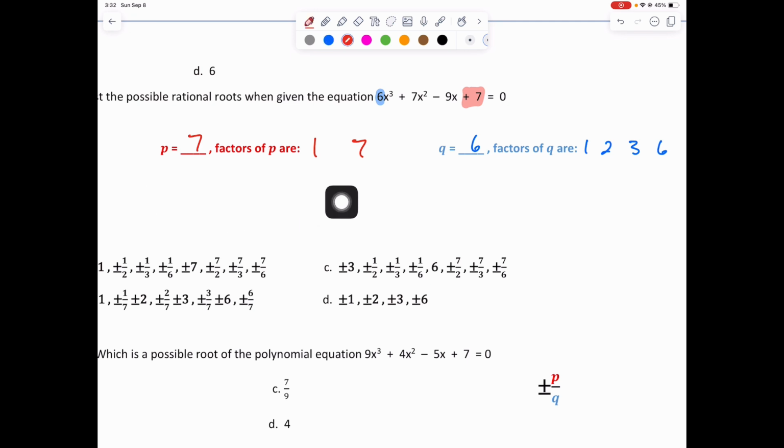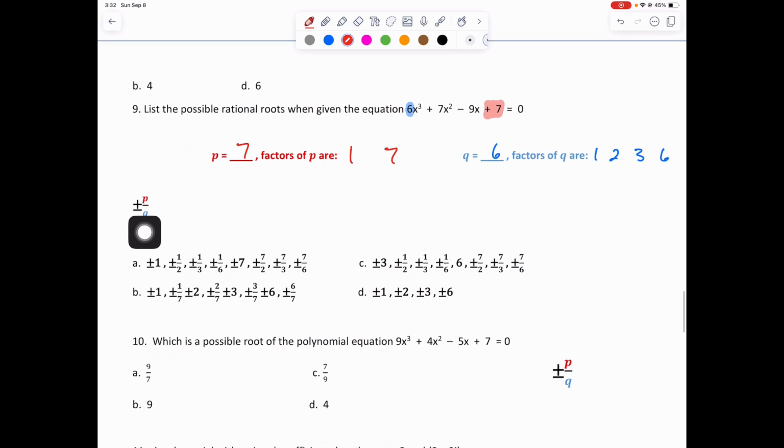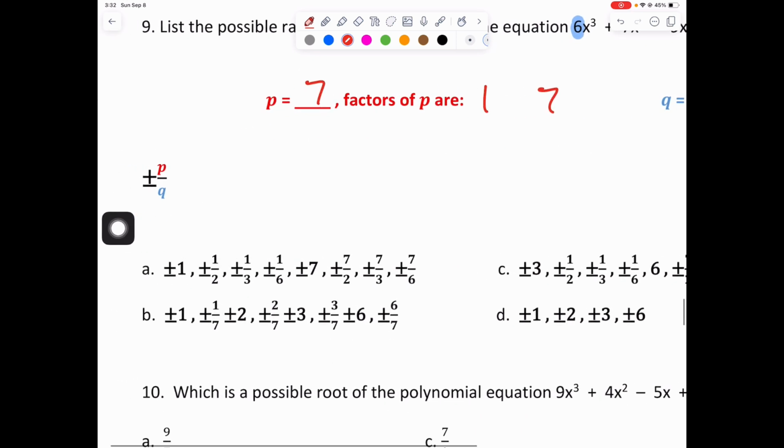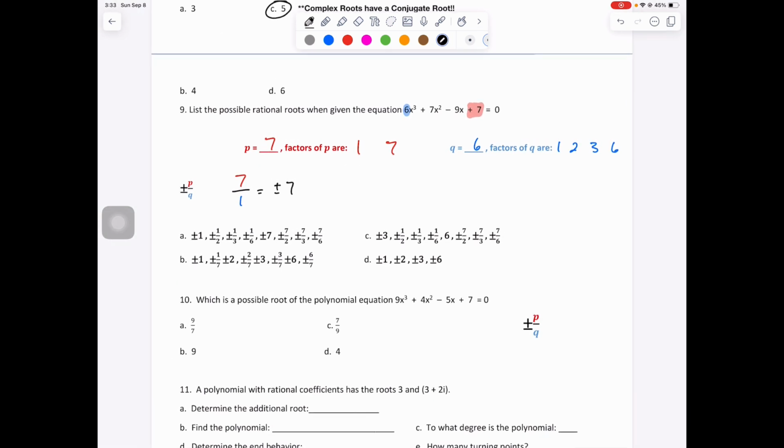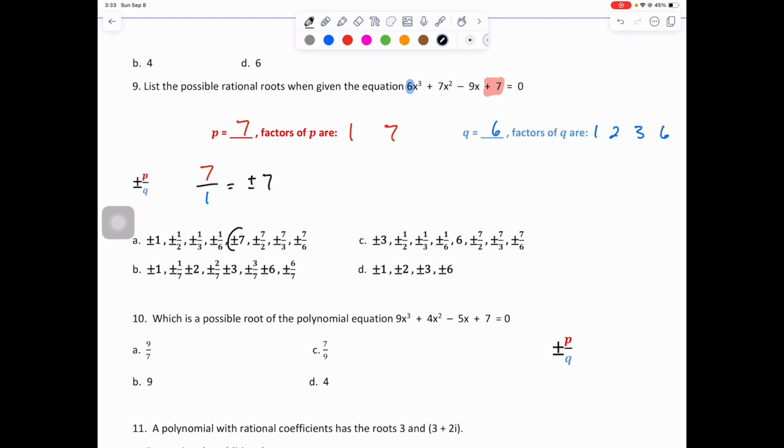The first one I'm going to do is take my 7, and we're going to set it over 1. And we know that 7 over 1 equals, well, we're going to use our plus minus 7. Do I have any answers with a 7 in it? A has a 7 in it. B down here, I don't see a 7. I'm going to get rid of it. C over here does not have a 7. I'll get rid of it. And neither does D. So A is ultimately your answer.